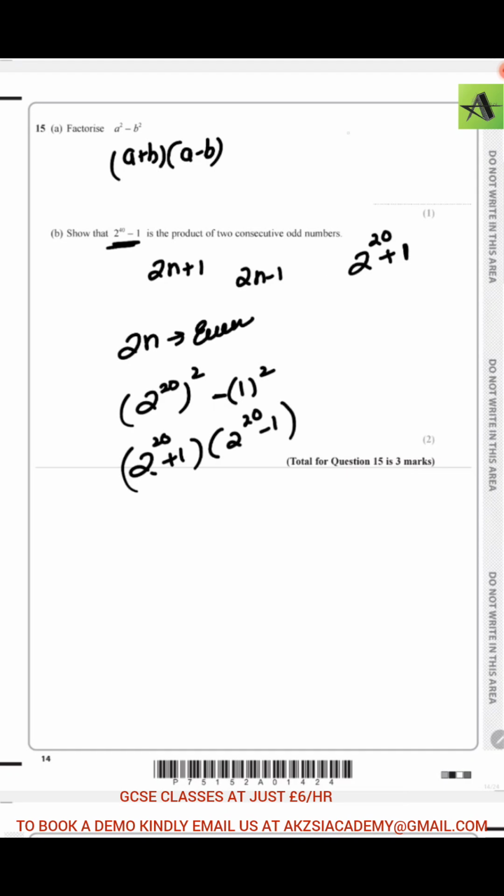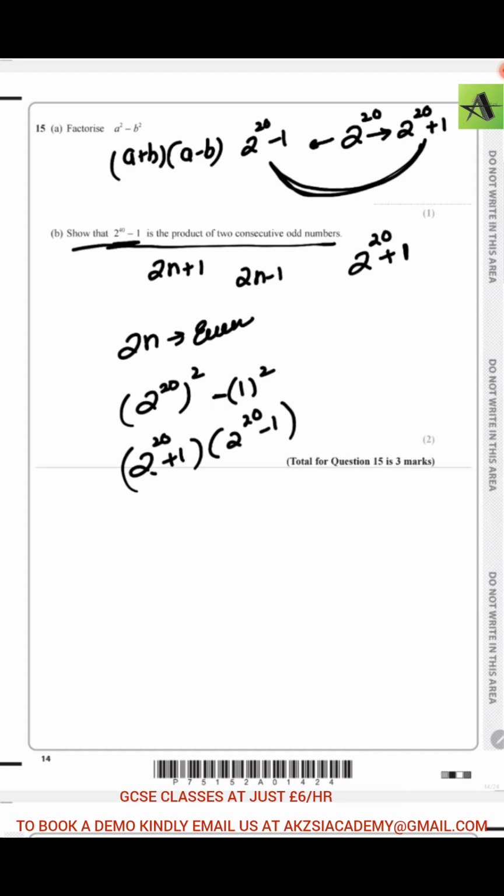So obviously, the next number after 2 to the power of 20 is 2 to the power of 20 plus 1. And just one number before is 2 to the power of 20 minus 1. So you can see that if you add one to an even number, you will get the next odd number. If you subtract 1 from the even number, you will get the previous odd number. And these two odd numbers are definitely consecutive odd numbers. So that's why we can prove that it's the product of two consecutive odd numbers.